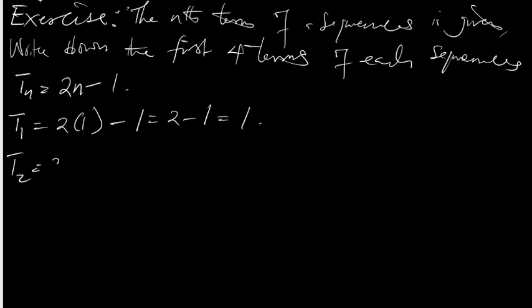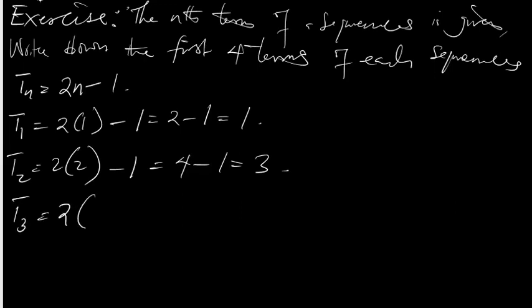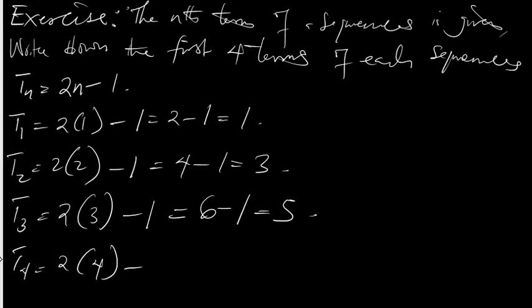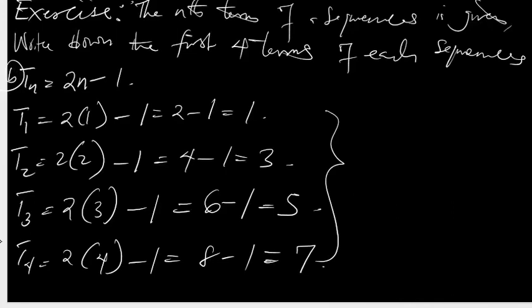The second term is 2 times 2 minus 1, which is equal to 4 minus 1, this is 3. The third term is equal to 2 times 3 minus 1 equal to 6 minus 1. This will give us 5. The fourth term is 2 times 4 minus 1, which is 8 minus 1, which is what? This is equal to 7. So this is for the B part of this question.